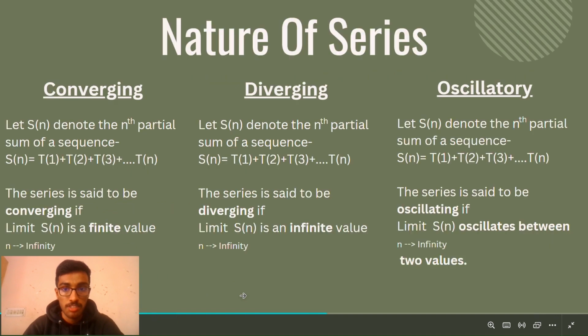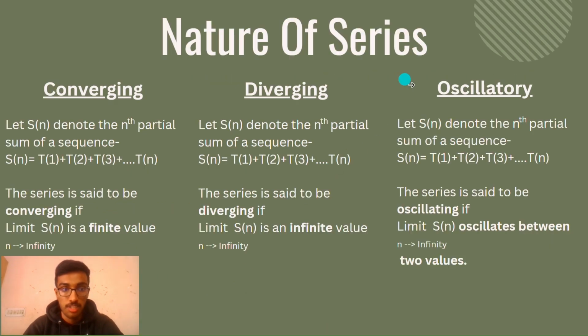So coming to the nature of the series. Nature of the series is of three types: converging series, diverging series and oscillatory series. Let us understand each of them one by one. Converging series. Let Sn denote the nth partial sum of a sequence.